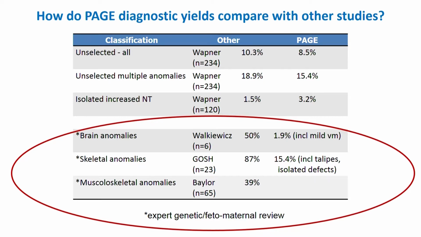In skeletal anomalies, then I'm going to show you this data in a minute. We had an 87% hit rate, that's our current hit rate. And that's where you review it with clinical geneticists before you decide to do the exome sequencing.